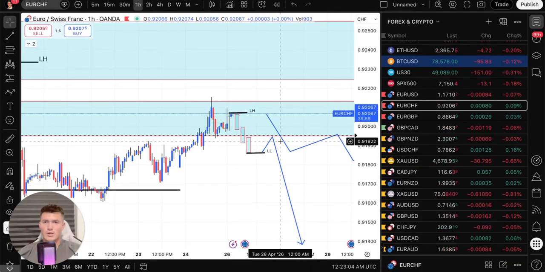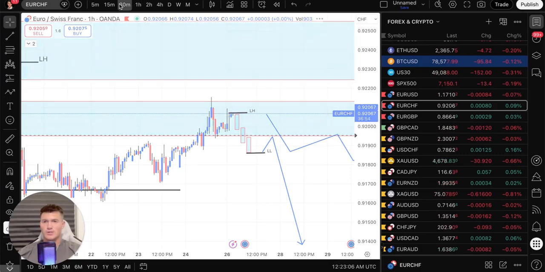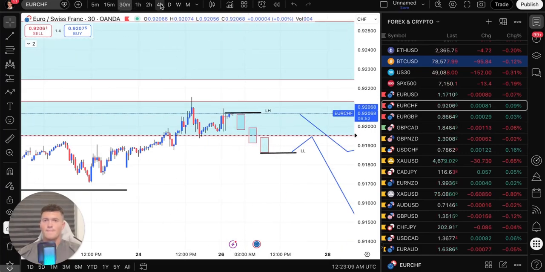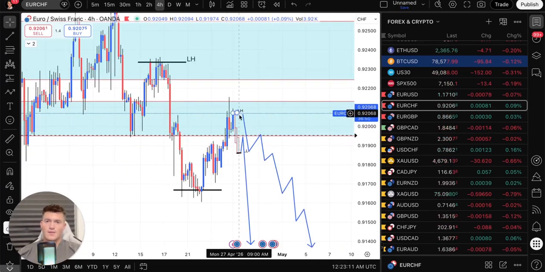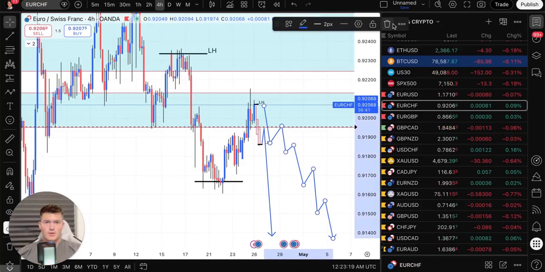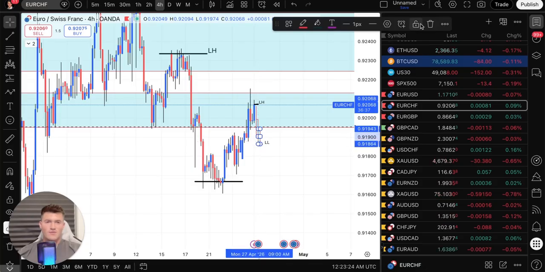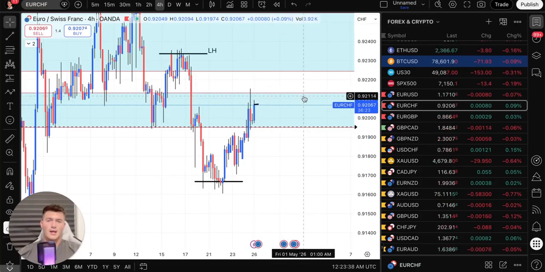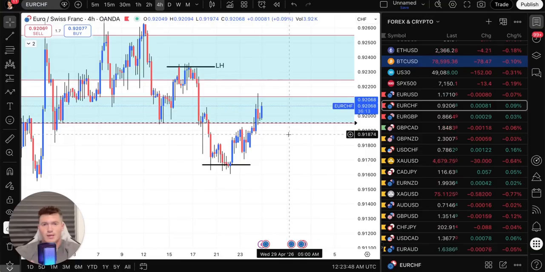We are still bearish in the 1 hour. We are still bearish in the 30-minute. We are still bearish in the 4 hour. Once we shift below this area right here, we'll be bearish in the 4 hour. So the more time frames that you have in sync with one another, the higher the probability is going to be that price is going in your direction.